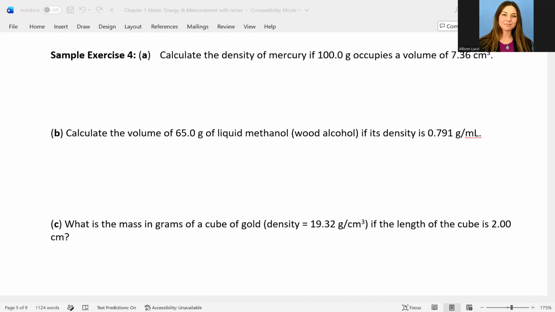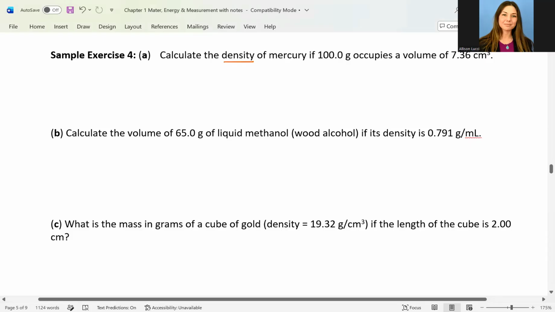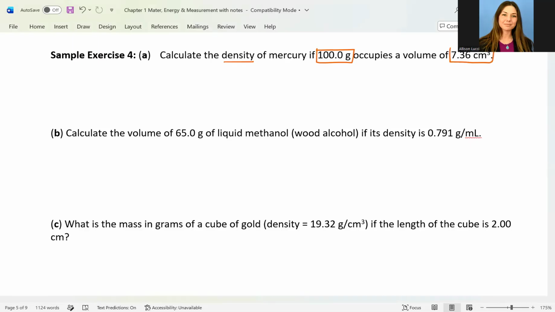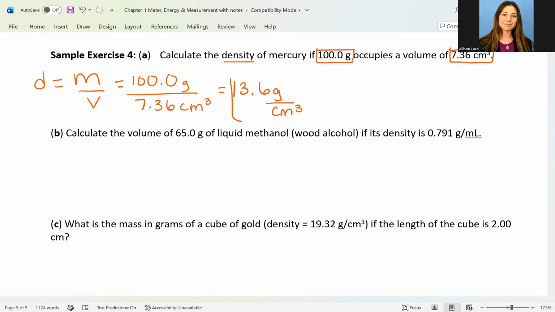In this next video, we'll begin with Chapter 1, Sample Exercise 4, and we're asked to find the density of mercury if we have 100 grams and that mass is occupying a volume of 7.36 cubic centimeters. So if you recall, the equation for density relates mass to volume in this fashion here. If we plug in 100.0 grams and divide by 7.36 cubic centimeters, after accounting for the correct number of significant figures and rounding, we end up with 13.6 grams per cubic centimeter. So this will be our answer to part A.